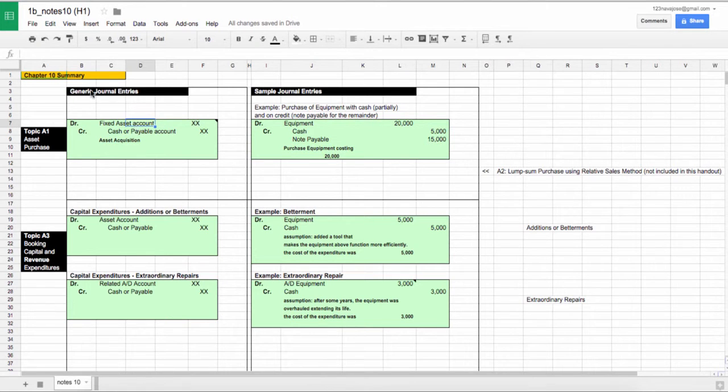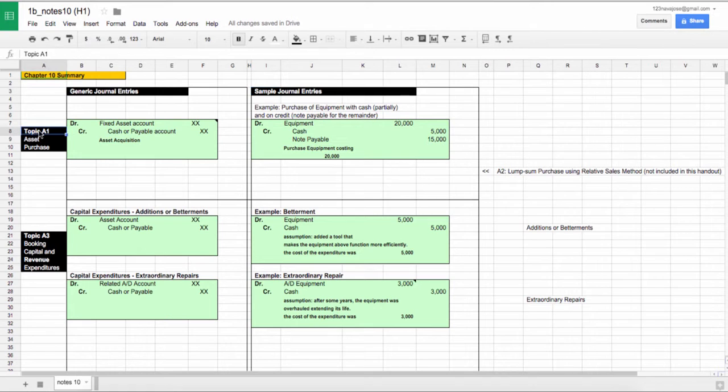I have here two columns, one for what I call generic journal entries, giving you the type of accounts with no numbers, and on the right side I'm giving you sample journal entries with actual sample accounts and sample numbers.